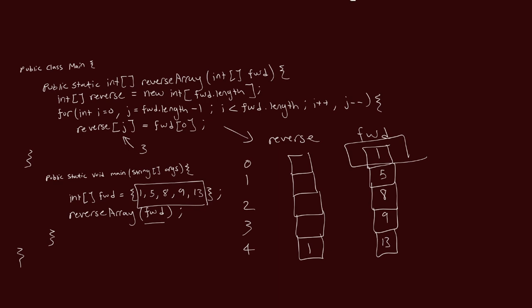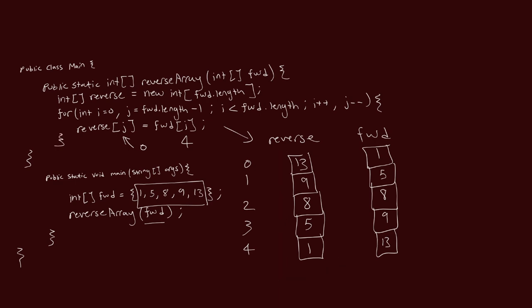And, oh wait, this should not be 0. This should be i. Okay, there we go. So when j was 4, i was 0. Now when j is 3, i is 1. Because i is incrementing, j is decrementing. So 3 will be equal to 5, 2 will be equal to 8, 1 will be equal to 9, and 0 will be equal to 13. Now these are the contents in our reverse array, okay?